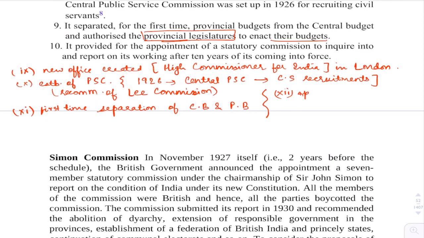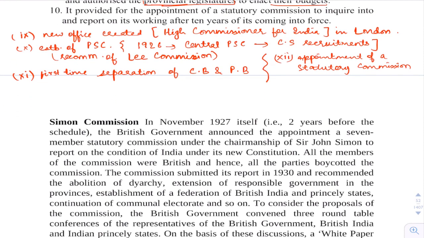So you can write appointment of a statutory commission. पूरा मैं नहीं लिख रही हूँ because you know ये 10 years वाला चीज़, ये सब छोटी छोटी चीज़ें हैं जो आपको ऐसे भी पढ़ते पढ़ते याद हो जानी चाहिए. If you are not remembering you can write in bracket the appointment of a statutory commission, and you can say to submit report. लिख ही देती हूँ. After 10 years of coming into force.